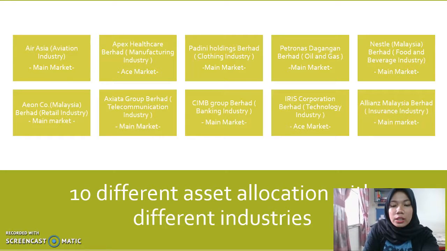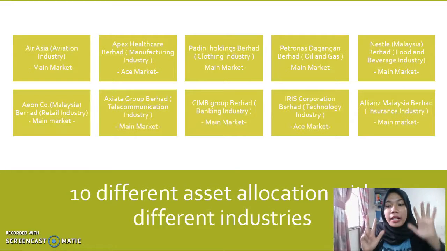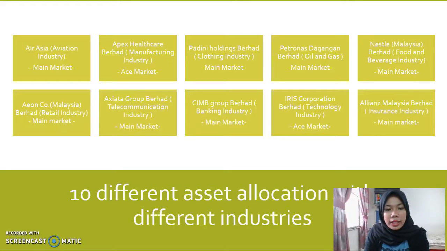10 different asset allocations with different industries that have been chosen by us. Okay, the first one we can see here is Asia, Apex Healthcare Berhad, Padini Holding Berhad, Petronas Dagangan Berhad, Nestle Berhad, Ion Company Berhad, Azeta Group Berhad, CIMB Group Berhad, Iris Corporation Berhad, and the last one is Allianz Malaysia Berhad. These 10 companies consist of 8 main market and 2 ACE market.